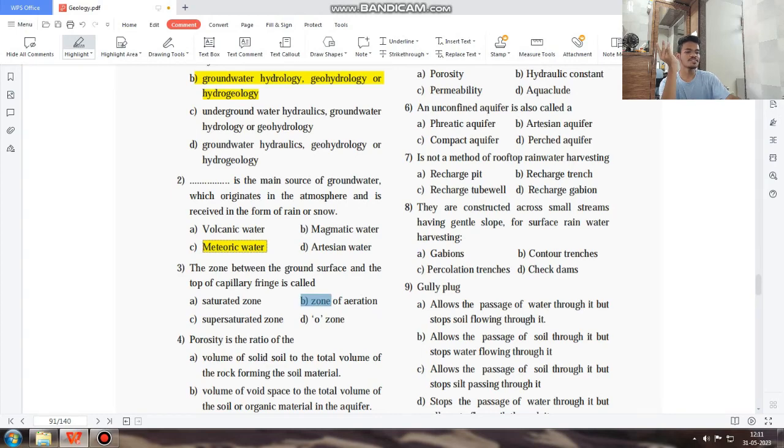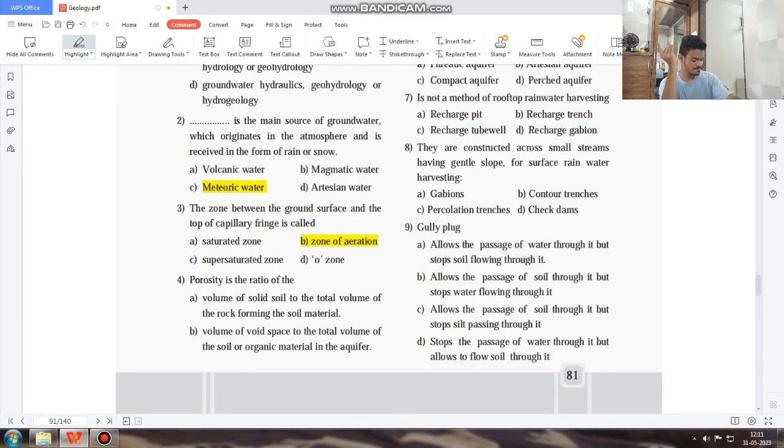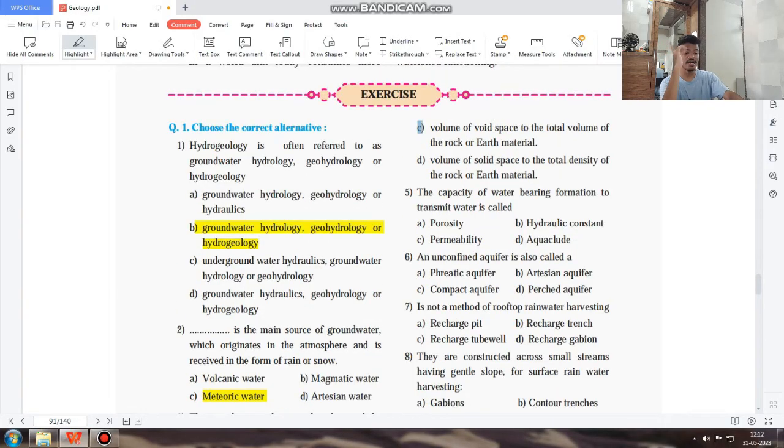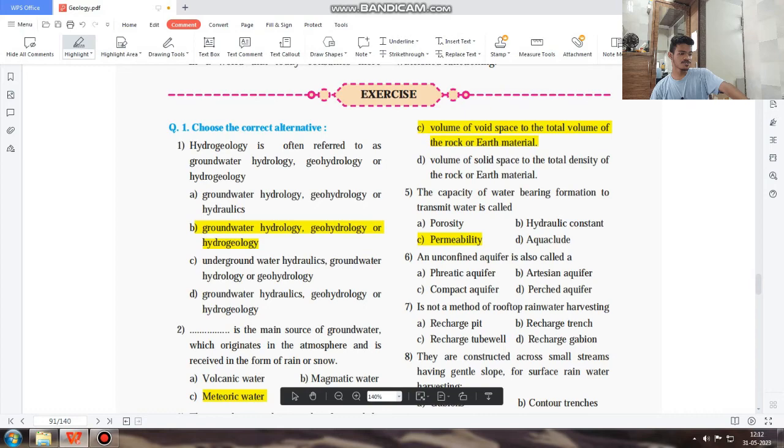The zone between groundwater surface and top of the capillary fringe is called as what? Zone of aeration. Porosity is a ratio. Porosity, I told you, I have marked over there and kept. Porosity is a ratio of volume of void space. The capacity of water bearing formation to transmit water is called as permeability. Confined aquifer also is known as unconfined. I have marked over there also, so they can ask you the other name also. So be careful.